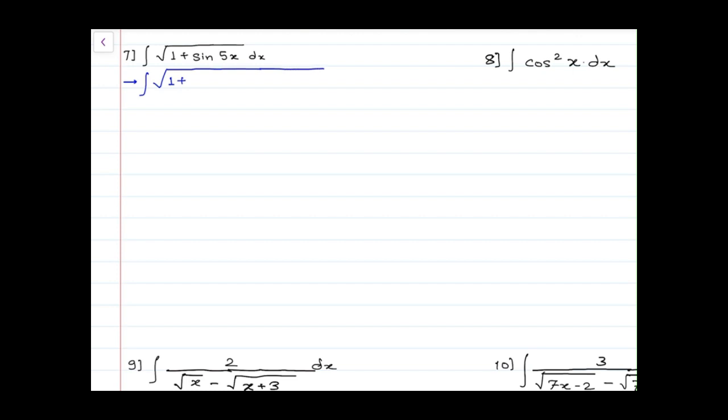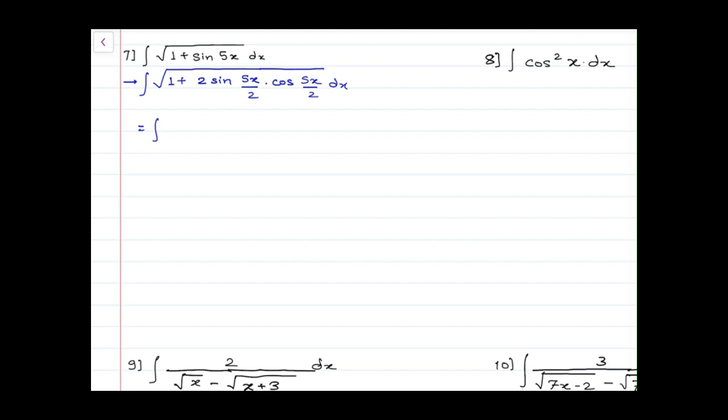Okay, so sine 5x, I can write it as 2 times sine 5x by 2 multiplied by cos 5x by 2, right? Now what further I can do, we know cos square theta plus sine square theta is always going to be 1, right, for any theta.